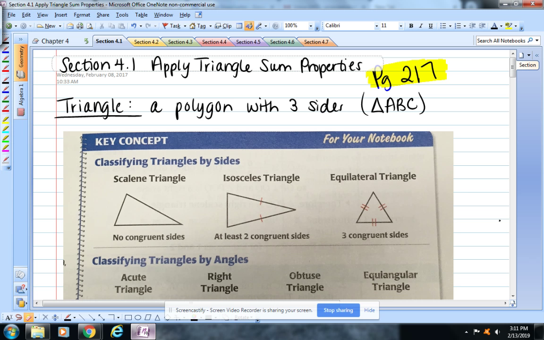Okay, so we're going to begin chapter 4. We're going to talk about triangles in chapter 4, starting with section 4.1, which is applying the triangle sum properties.